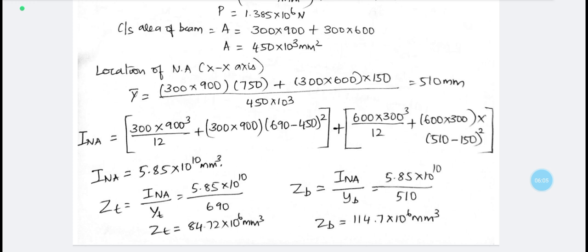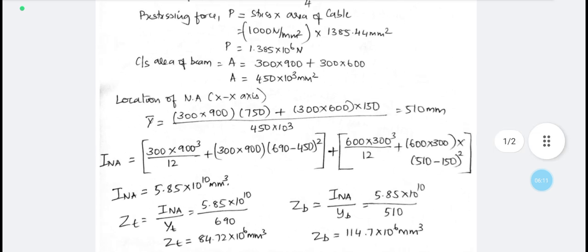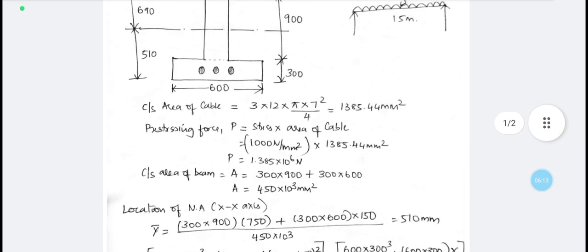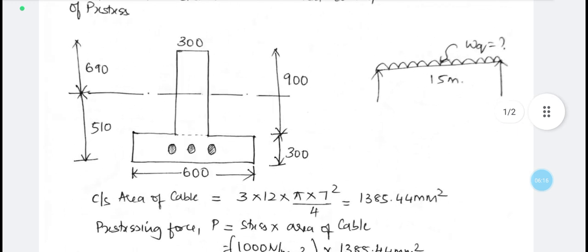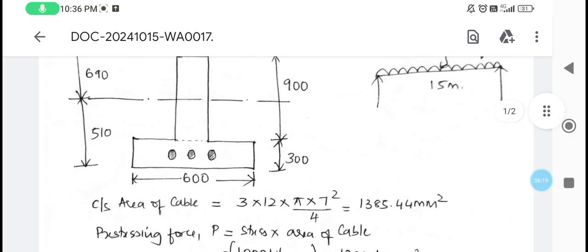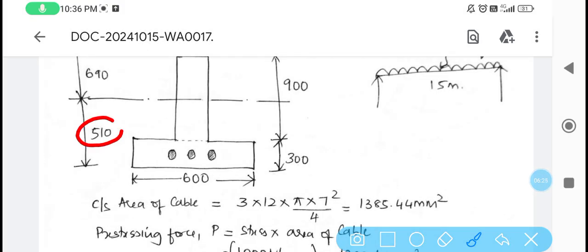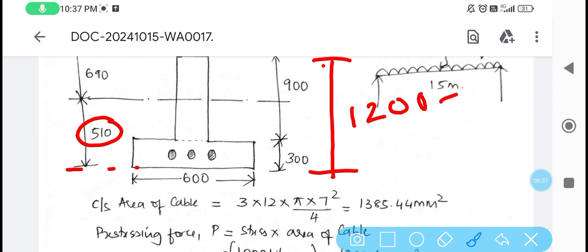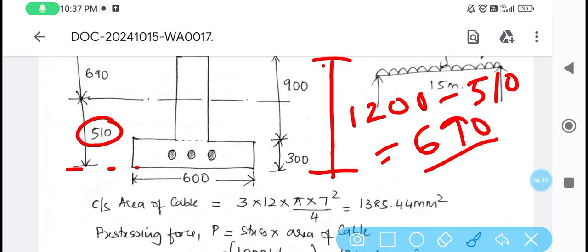Soon after locating y bar, the final value obtained with respect to the bottommost fiber is 510. Let us locate the same in the sketch. So this 510 is located with respect to the bottommost fiber. The total depth is 900 plus 300, that is 1200. 1200 minus 510 is 690 with respect to the top fiber, which has been indicated here.